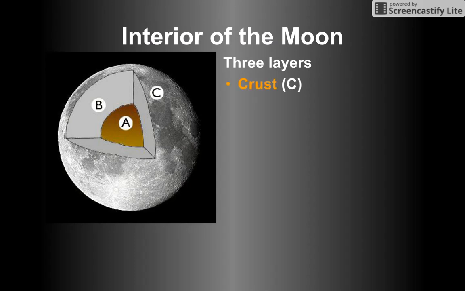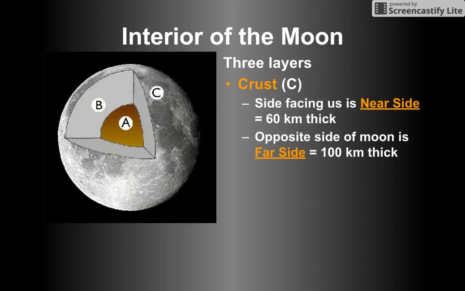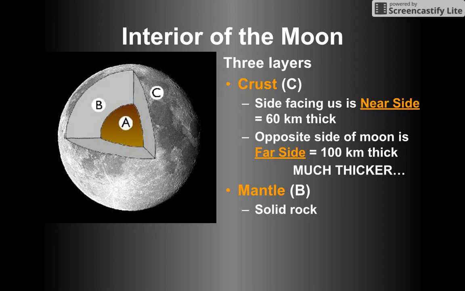The moon's interior is made up of 3 layers. The crust. Notice that the crust is thicker on the opposite side of the moon than it is on the side that faces us. The mantle in the middle, solid rock, and the core, which is primarily iron, but it's not very big.